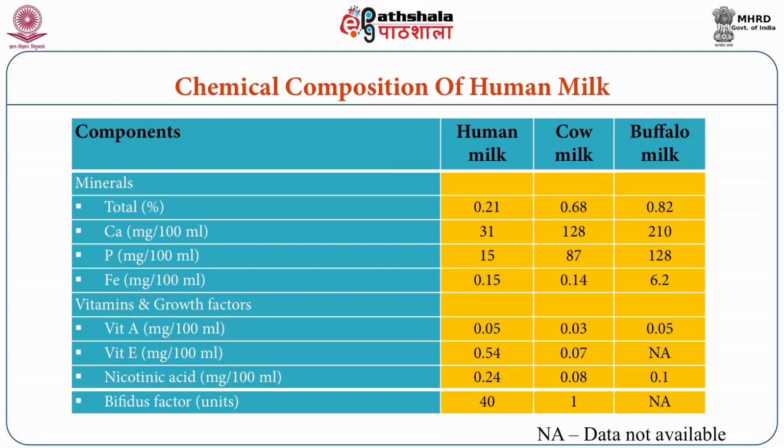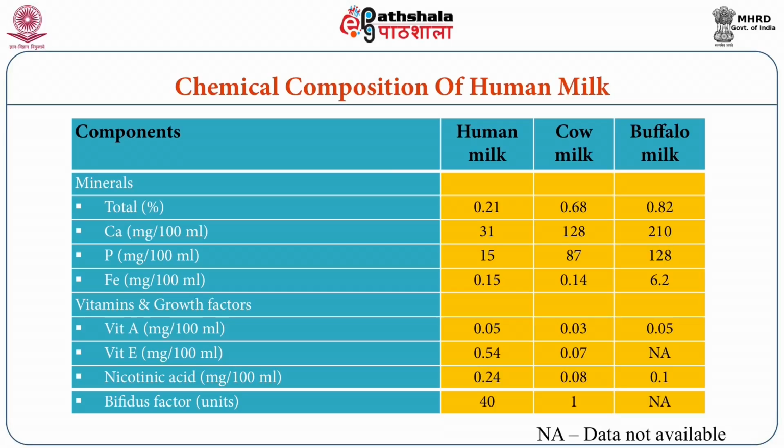Human milk contains less amount of minerals or ash content since the kidneys of newborn babies are underdeveloped and hence renal osmolar load will be very high on the underdeveloped kidneys. To prevent this type of situations, human milk contains less amount of calcium, phosphorus and iron. On the other side, human milk has more amount of vitamins such as vitamin A, vitamin E and nicotinic acid compared to cow milk and buffalo milk.